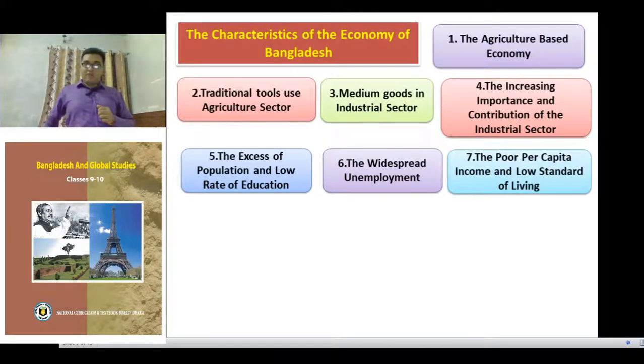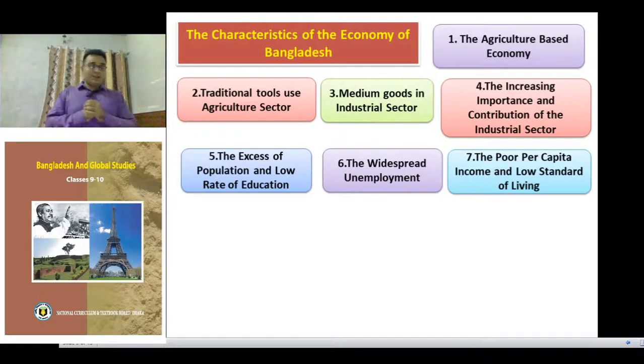Dear students, now I am going to discuss about the next characteristic of the economy of Bangladesh, that is the poor per capita income and low standard of living. Dear students, the per capita income of the people of our country is less than the per capita income of the people of other developing countries of the world. Okay, and due to the less per capita income of the people of our country, the living standard of the people of our country is low. So these are the characteristics of the economy of Bangladesh.